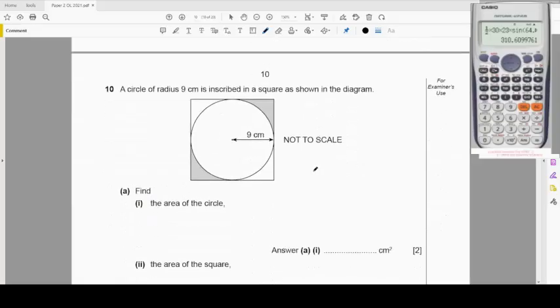Right, number 10. We are told that a circle of radius 9 centimeters is inscribed in a square as shown below. We have to find the area of the circle. So the radius is 9, and we know that the formula for the area of a circle is equal to pi times the radius squared. So this is just pi times, what is my radius? 9, so 9 squared.